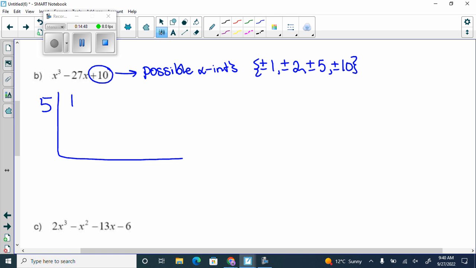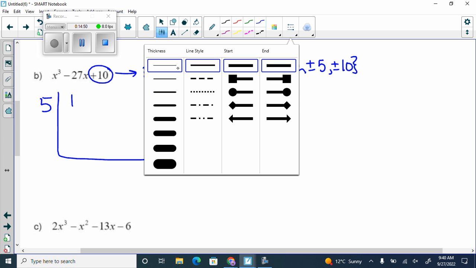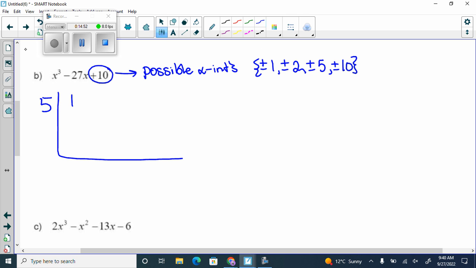So we have 3, 1, 0. We're missing a 0x squared, so we need to put that in as a placeholder. So we have 1, 0, negative 27, 10. We know x equals 5. We know that's a solution, an x-intercept, a root or a 0. We know the factor is x minus 5. We put x minus 5 down here in the corner so I don't forget it. And then I see if I can do some work.